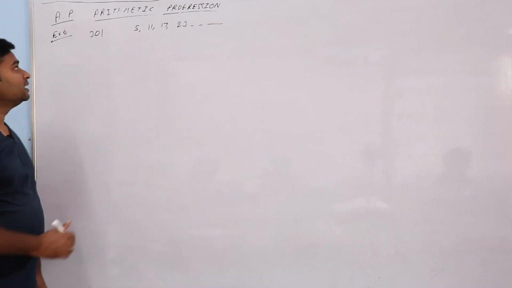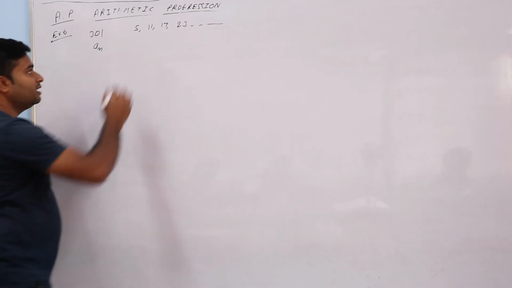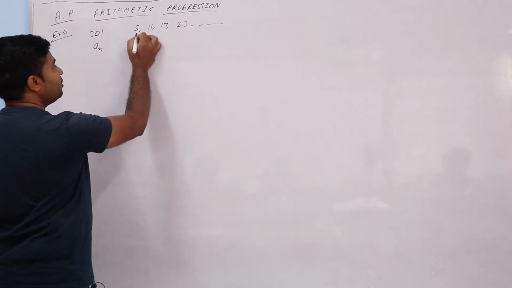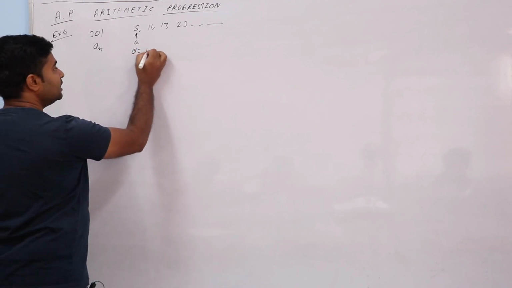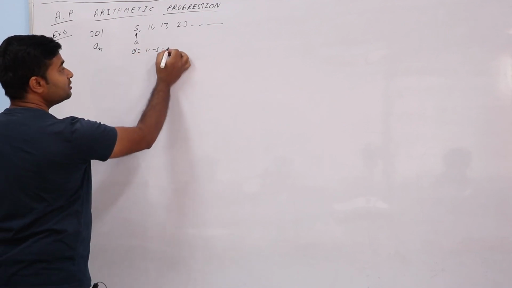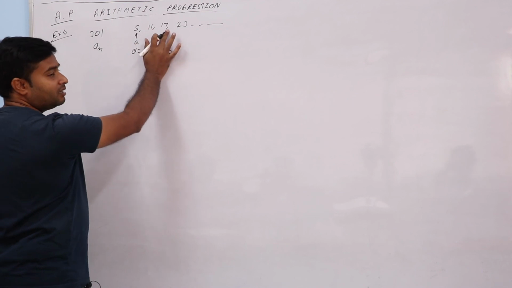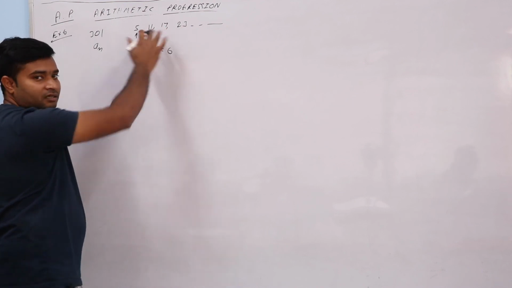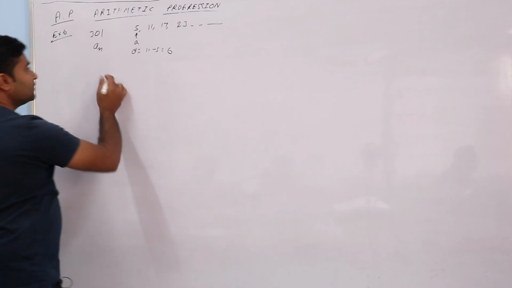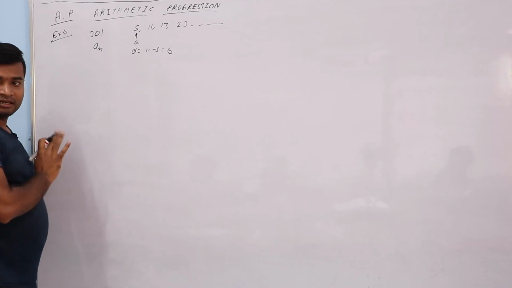Acha, how will we check? This is given, an actually. And this is given, your a. So d is equal to 11 minus 5, how much? 6. Again here 17 minus 11 is 6 only, 23 minus 17 is 6 only. So we have an, we have a, and we have d also. So we can apply the formula.